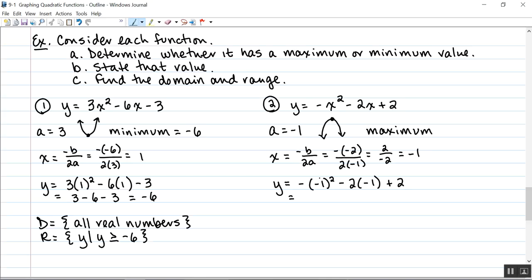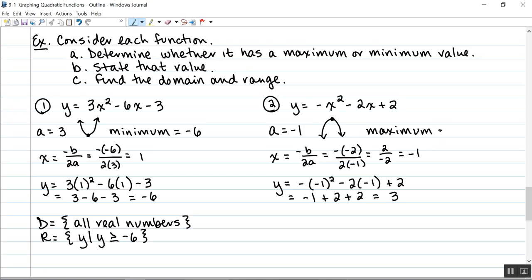Now be careful here. Make sure you're doing PEMDAS when you evaluate this. Do not do negative 1 and then square it. In PEMDAS, exponents come before multiplying. So this is negative 1 times negative 1 squared. So negative 1 squared is 1 times a negative 1 gives me negative 1. Plus 2 gives me a value of 3.